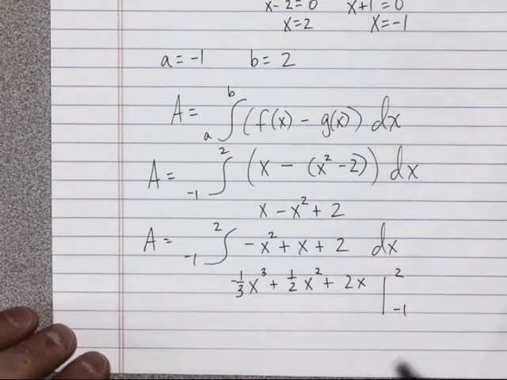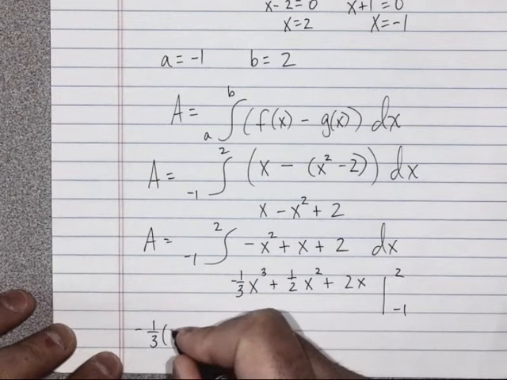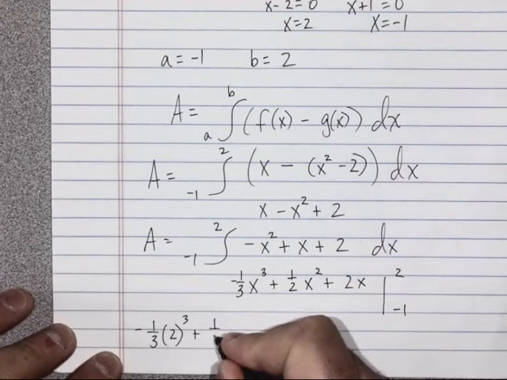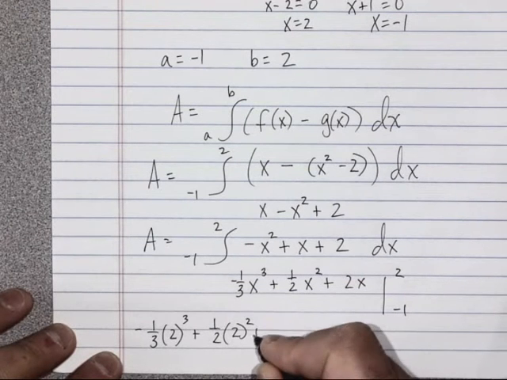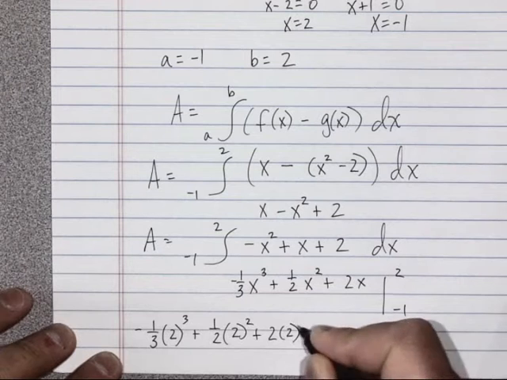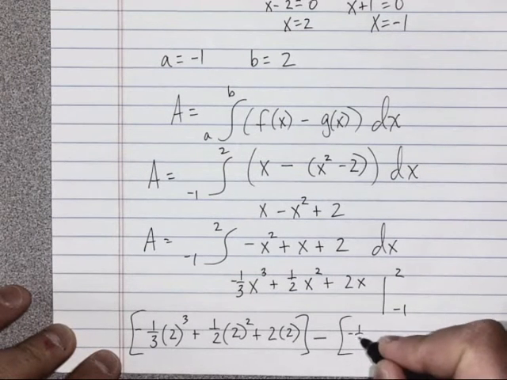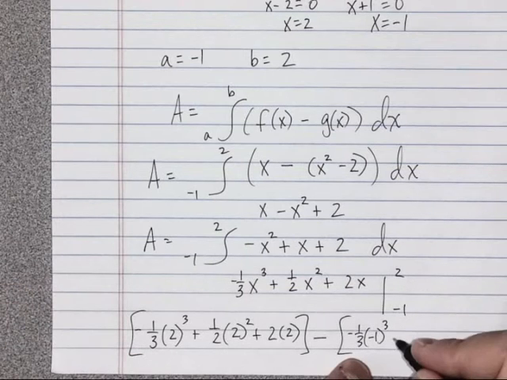So now we plug in our values here using the fundamental theorem of calculus. Okay, minus. So this is B and this is A. So plug in A here. Just be careful with your signs.